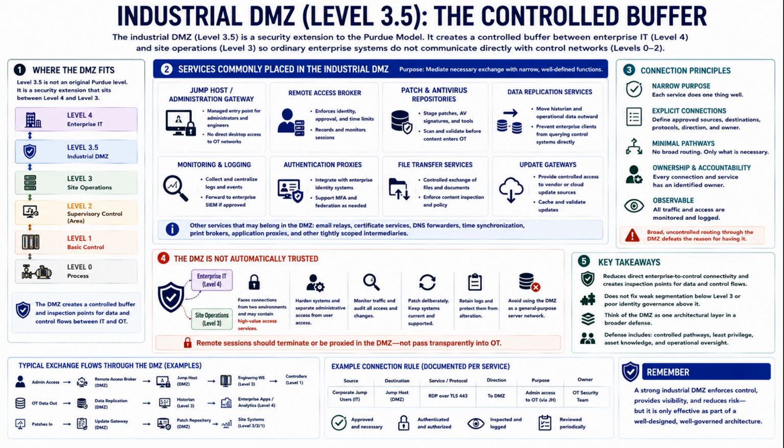A strong industrial DMZ reduces direct enterprise-to-control connectivity and creates inspection points for data and control flows. It cannot repair weak segmentation below Level 3 or poor identity governance above it. Think of it as one architectural layer in a broader defense that includes controlled pathways, least privilege, asset knowledge, and operational oversight.